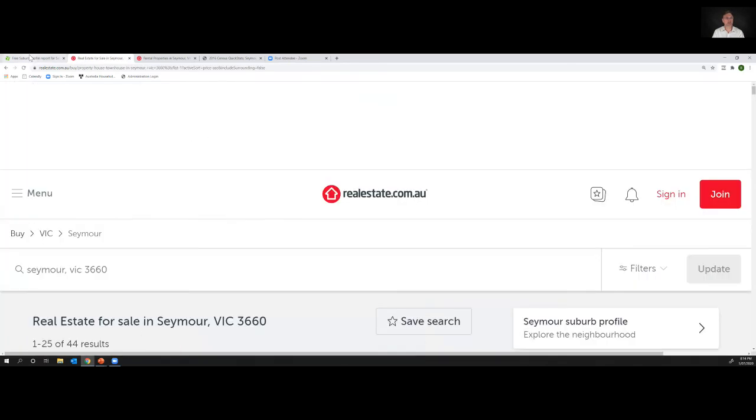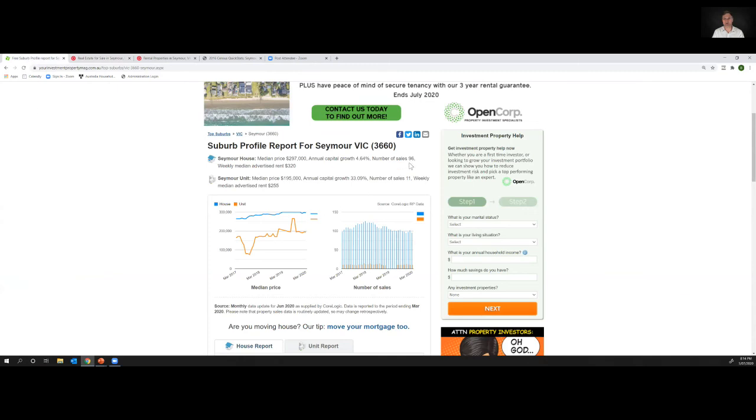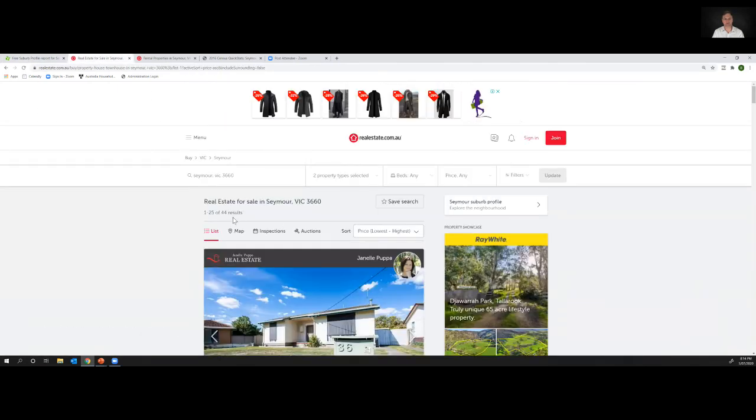Now, if I go back into Yip Mag, I see there are 96 sold. If I go into realestate.com.au, I see there are 44 on the market. Basically, what that's saying is there are 2 properties sold for every property on the market, which means we're in a warmish type market. That's positive.